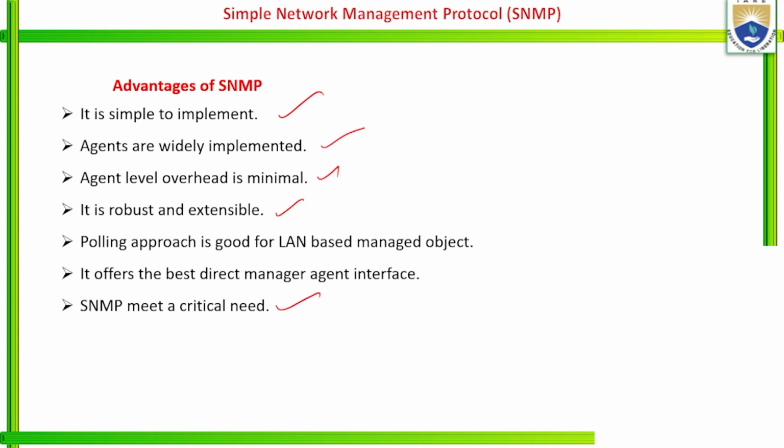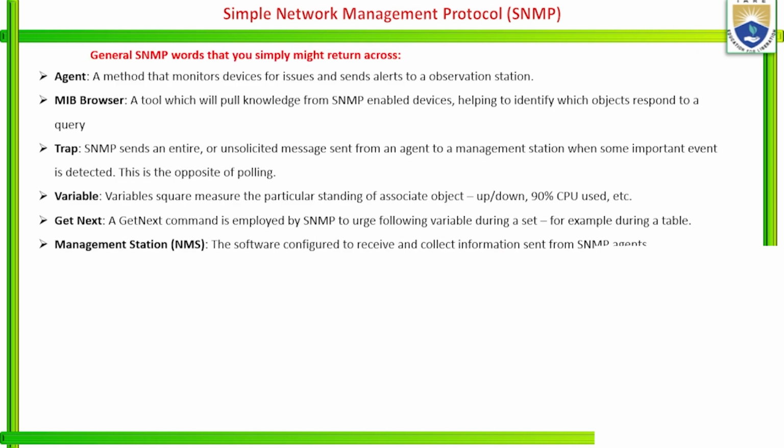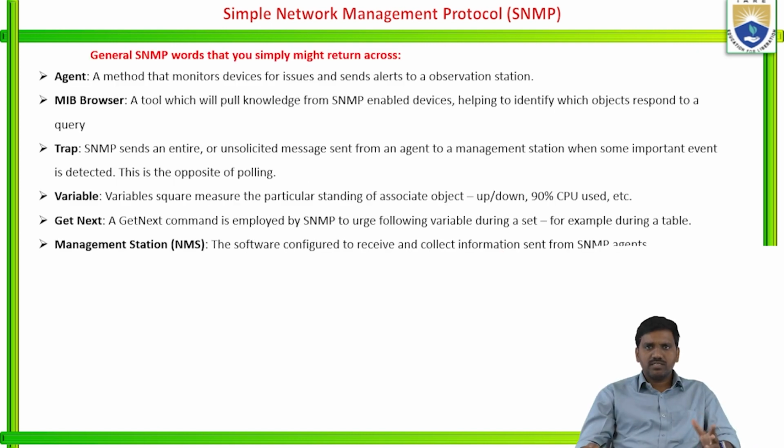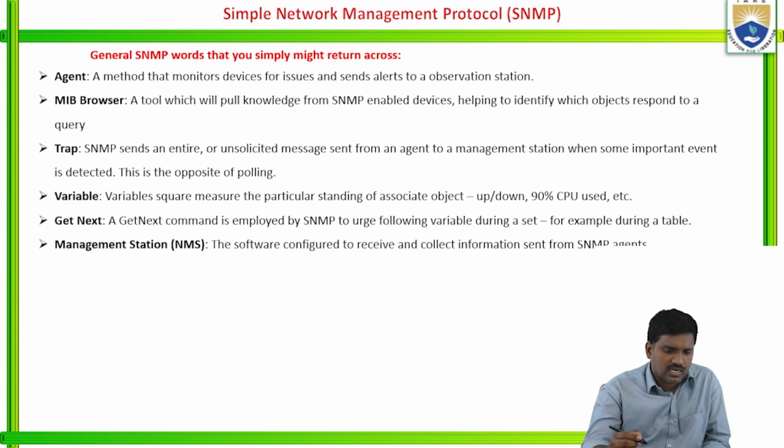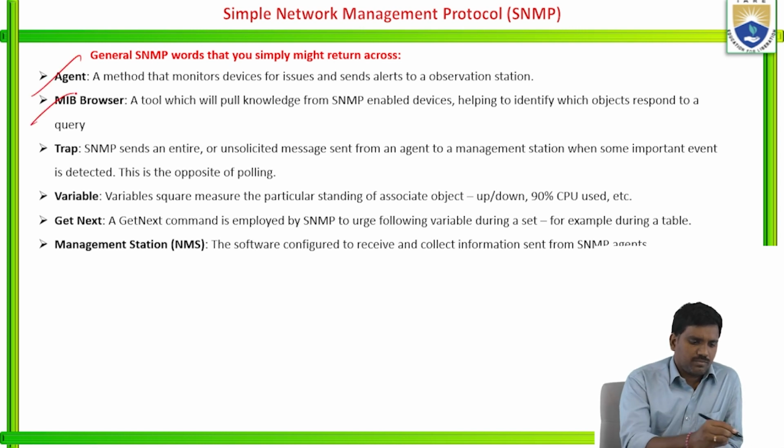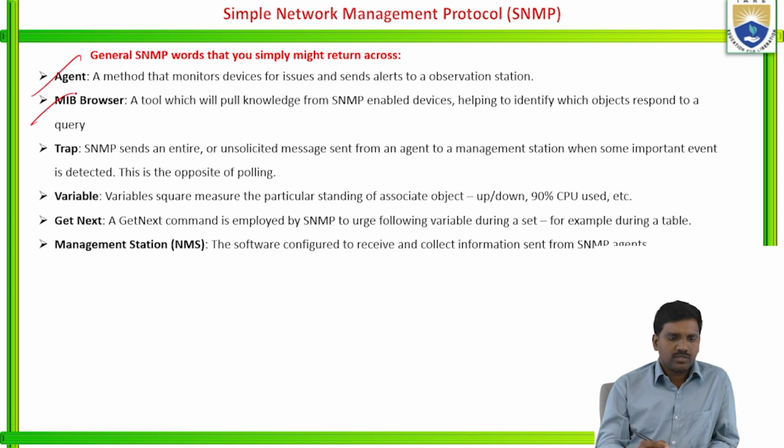So these are some advantages of Simple Network Management Protocol. Next, some general words regarding SNMP that we need to know: what is an agent, what is a MIB browser, what is a trap, what is a variable, get next, and management station. These we already know. An agent is a program that monitors the devices and sends alerts to the management station. The MIB browser also we know.